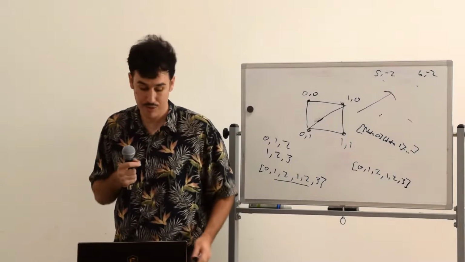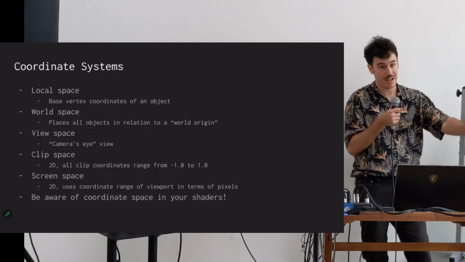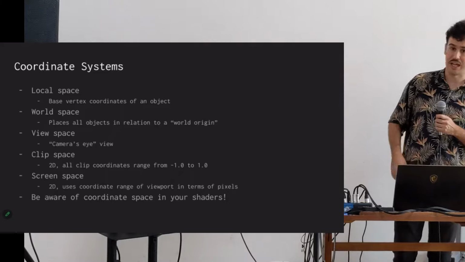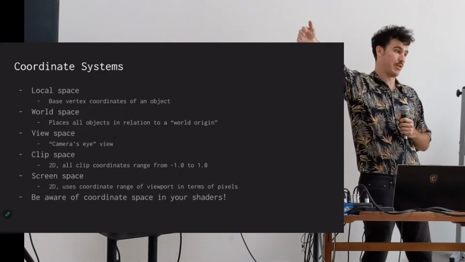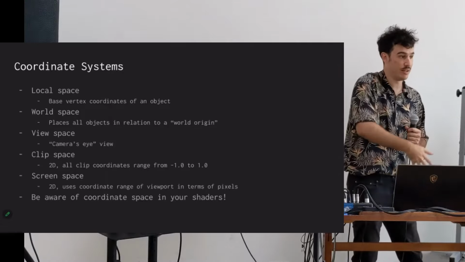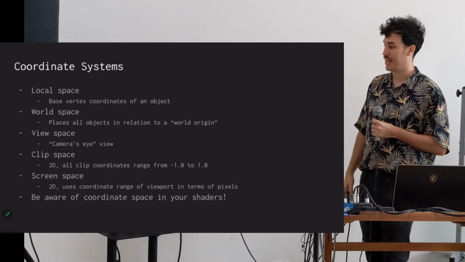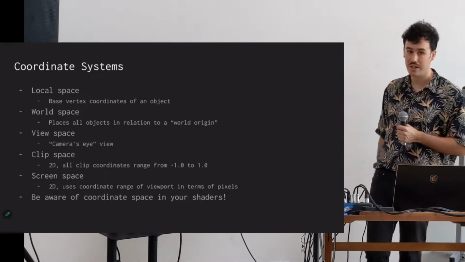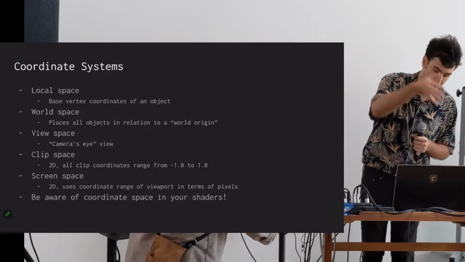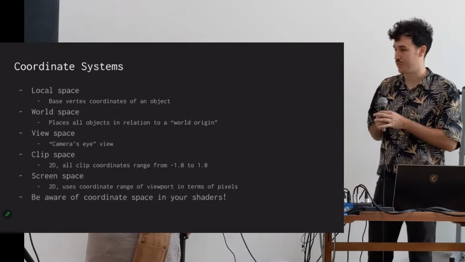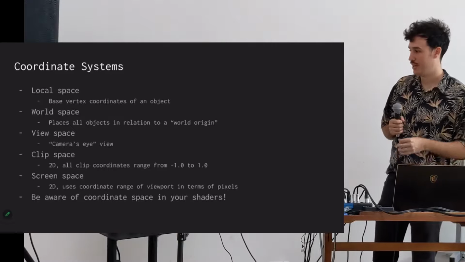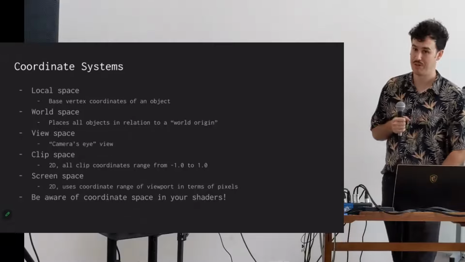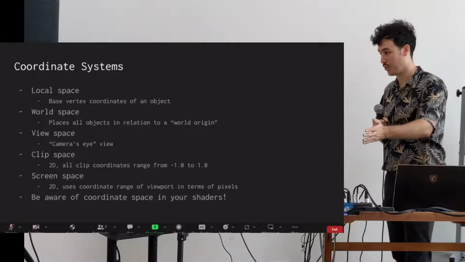We also have a transformation into view space, which is like a camera's eye view. You could have all your objects positioned in world space, but then your camera is looking at the scene from over here. So that's another transformation you have to do, to get everything relative to the camera. That's another transformation matrix. Then you're getting everything into clip space, which is what we call the 2D coordinates from -1 to 1. That's just everything that's going to be rendered into your texture. And then finally, you have screen space, which is again 2-dimensional, similar to clip space, but the coordinate range is in terms of the pixels in your output texture rather than an arbitrary -1 to 1 range.